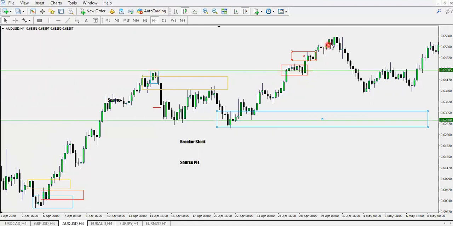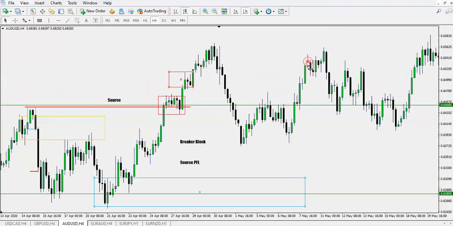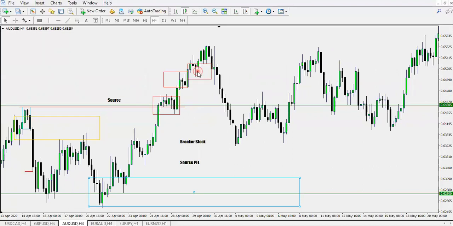So price rallied up and created another order block over here, okay? So here is another order block that was created. So price rallied up, and again, another bullish order block was created over here, okay? And we can see that then price rallied up to the top here and then fell down. So what do we do? We create ourselves our source. So this over here is our source candle. So that is our source candle over there.